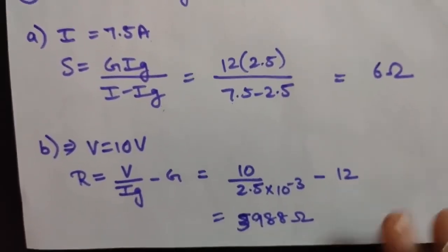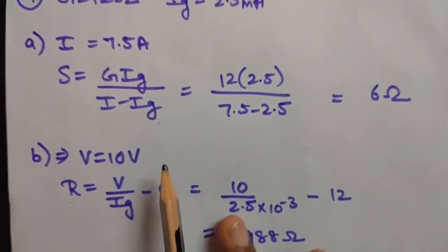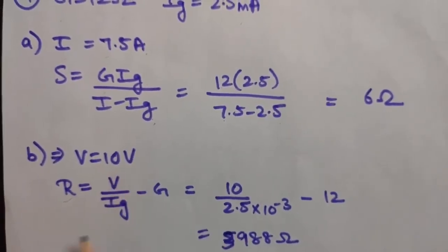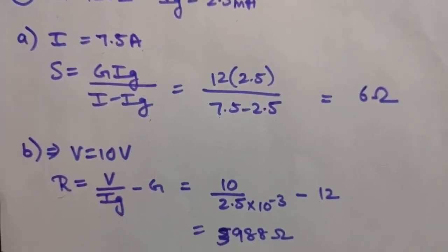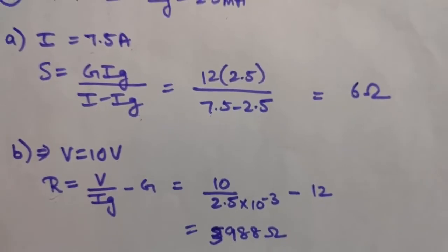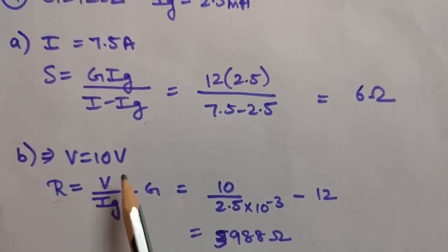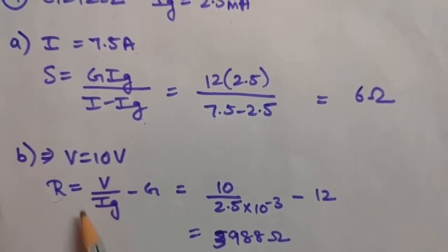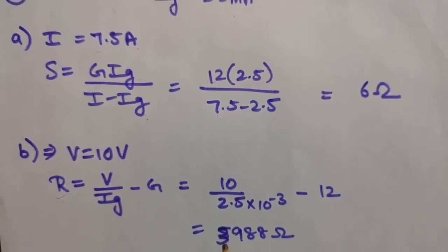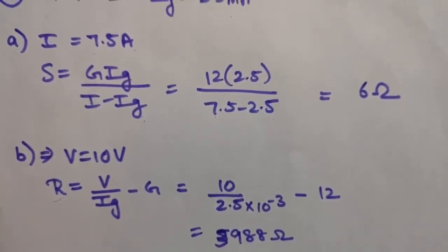Okay. So to convert it into a voltmeter of range 0 to 10 volts, again we will connect a resistance in series and it is a high resistance. So just use the formula R equals V upon Ig minus G. You know each and everything. So you will get the answer to be 3988 ohms.